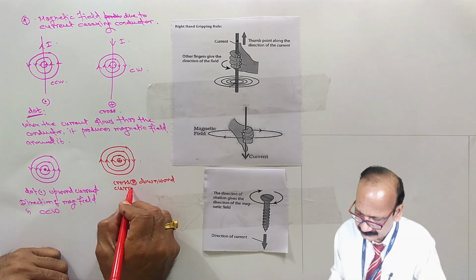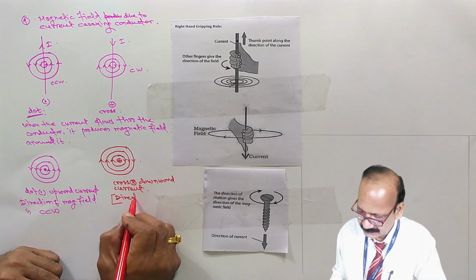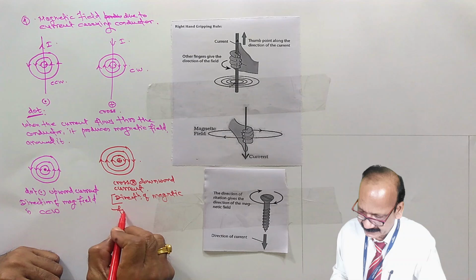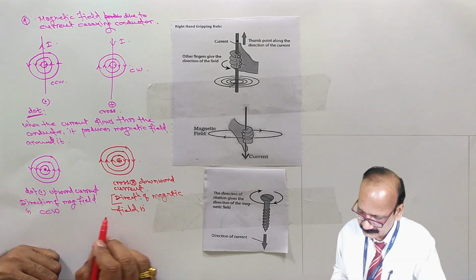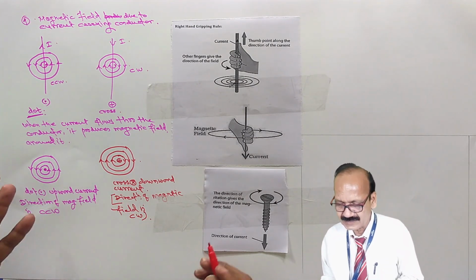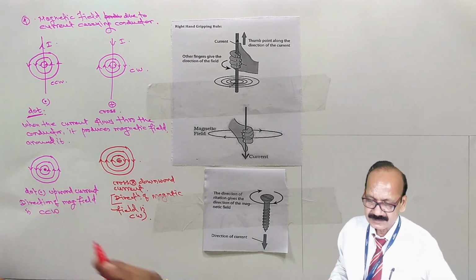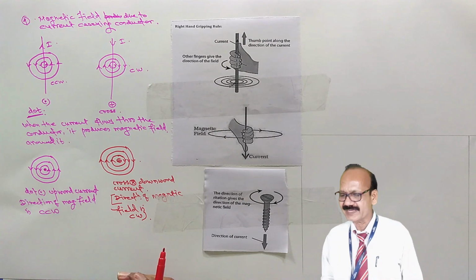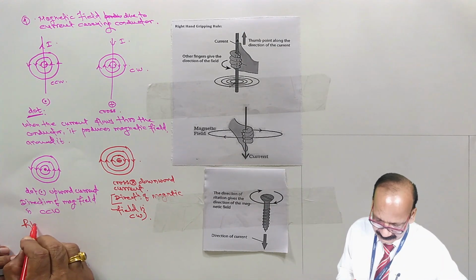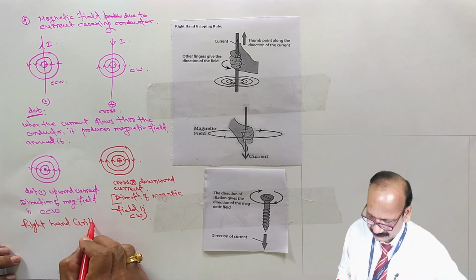Downward current. The direction of magnetic field is clockwise. Or this is the downward current, or current going away from the observer. So the direction of magnetic field can be obtained from the right hand gripping rule.